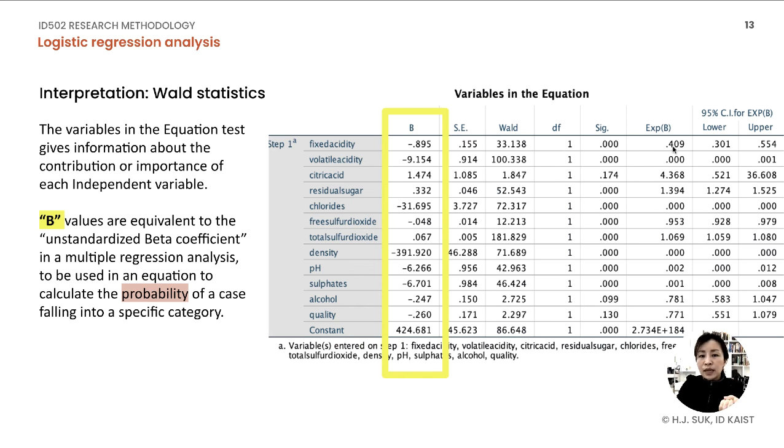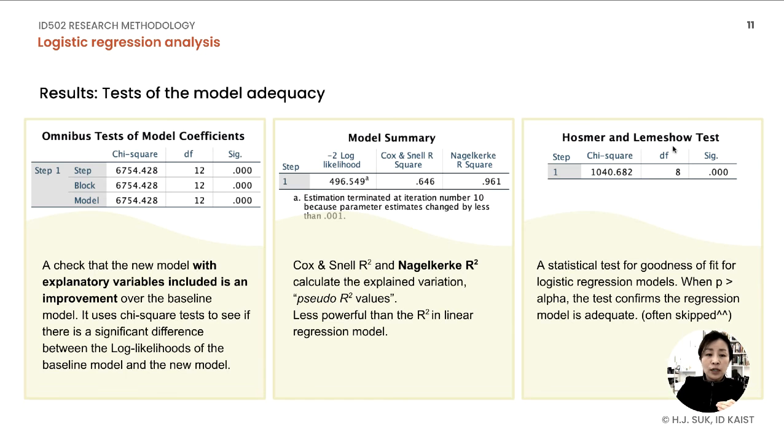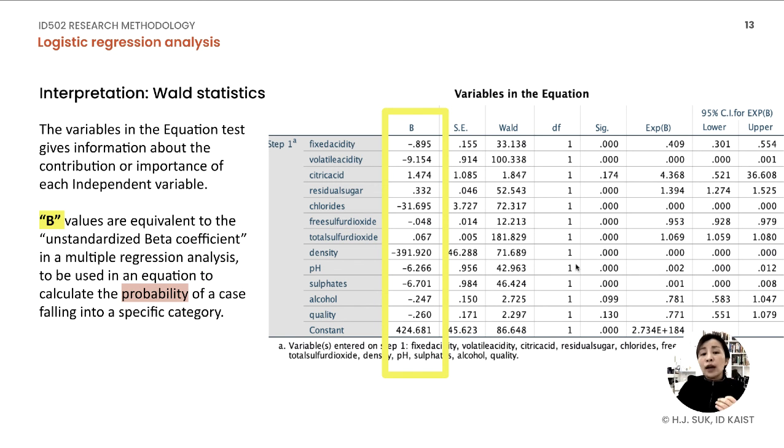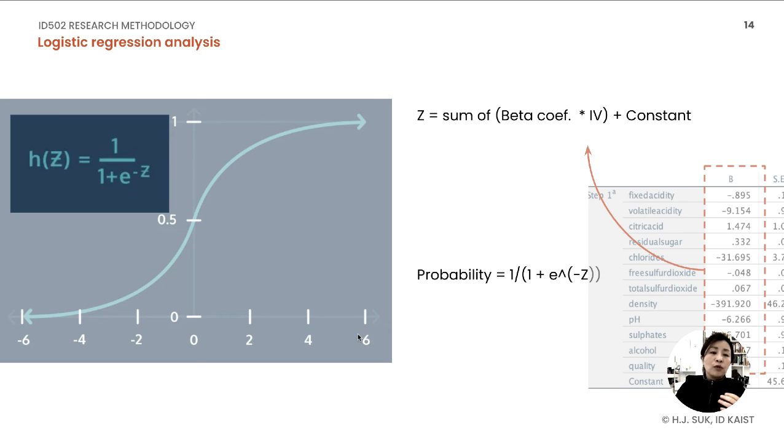Okay, fixed acidity is statistically significant, and its exponential value is 0.4, which means if it is increasing, the results will be smaller, right? So we'll be close to 0. 0 was coded as red wine here. Red was coded as 0, so more likely to be red wine. So that's the interpretation.